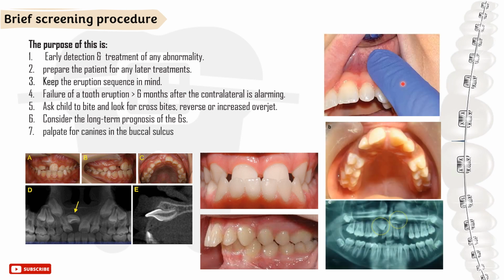From the age of 9 years and onward, and until the canines erupt, palpate for the canines in the buccal sulcus. A definite hollow and/or asymmetry warrants further investigations, as the canines might be impacted or palatally displaced.